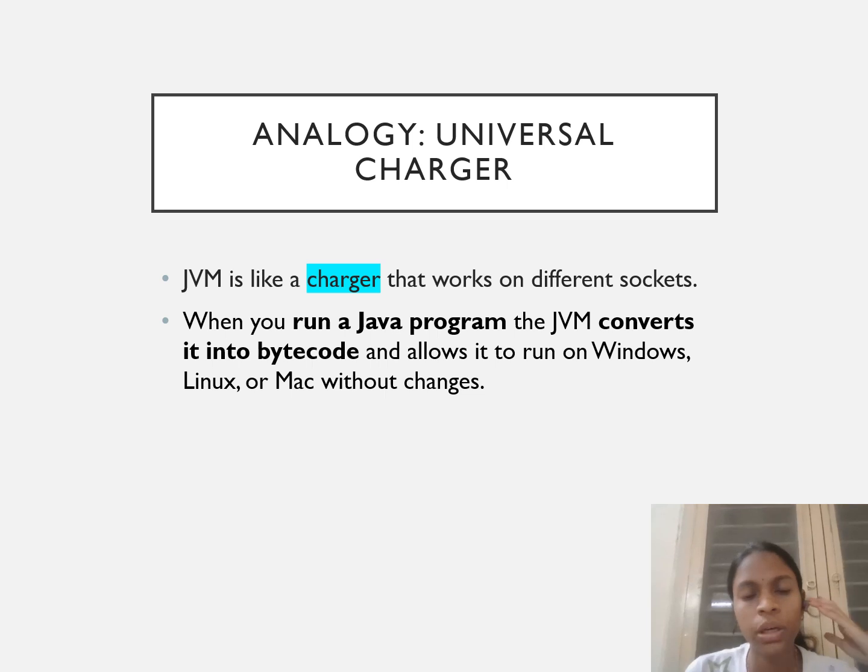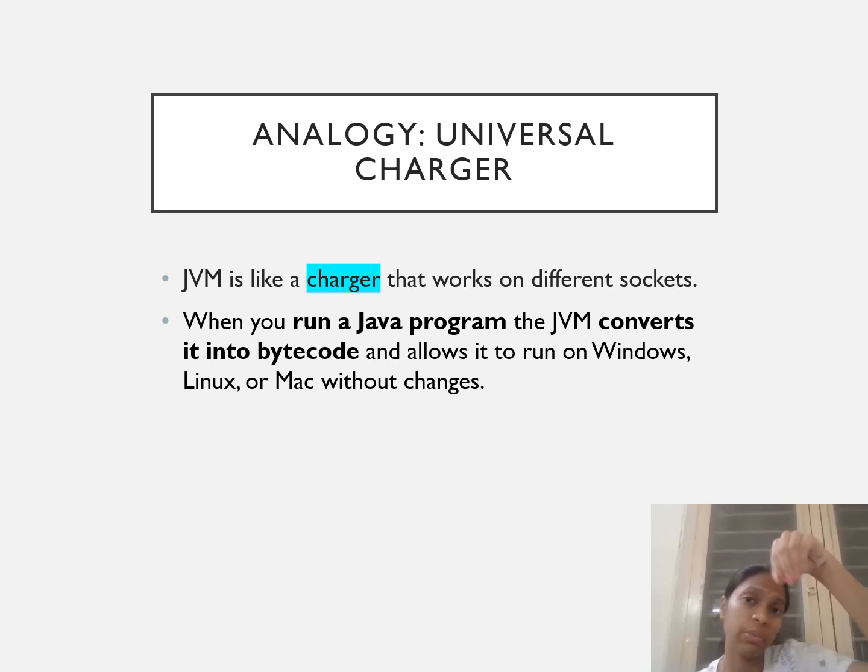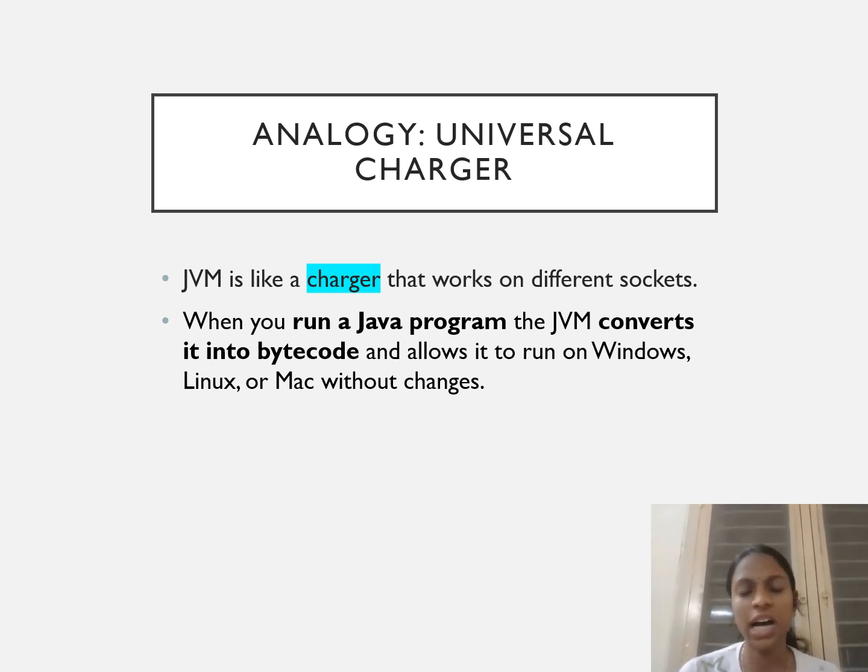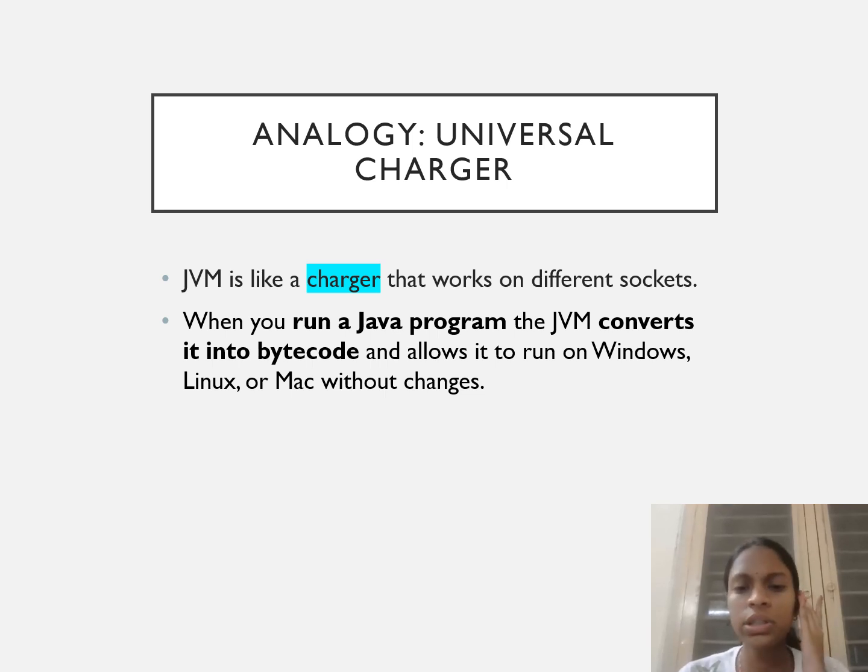The next is a real life example. The JVM is like a charger that works on different sockets. You can charge your system or your mobile on any socket using this charger. So the JVM acts like a bridge, right? When you run a Java program, the JVM converts it into bytecode and allows it to run on Windows, Linux, Mac, any operating system without any changes.